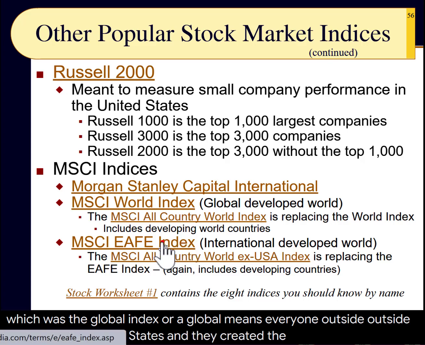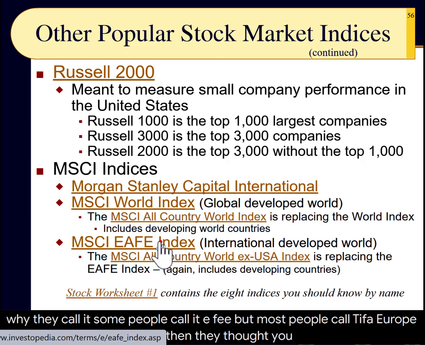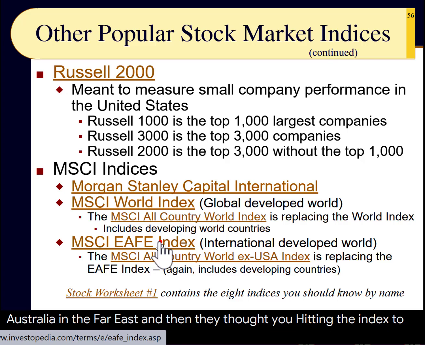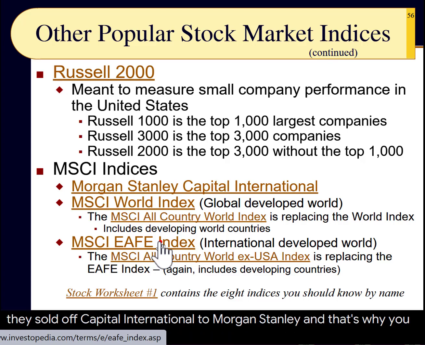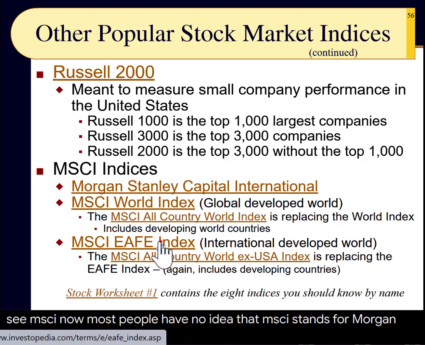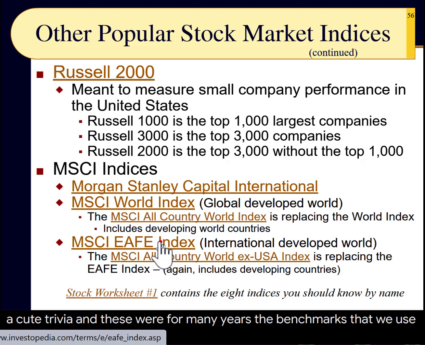And they created the EFA. Don't ask me why they call it, some people call it EFI, but most people call it EFA. Europe, Australia, and the Far East. And then they thought, this isn't a good idea. Here we are creating the index to measure ourselves by. Obviously, conflict of interest. So they sold off Capital International to Morgan Stanley, and that's why you see MSCI. Now, most people have no idea that MSCI stands for Morgan Stanley Capital International, but it's a cute trivia. And these were for many years the benchmarks that we use for global mutual funds and international mutual funds.